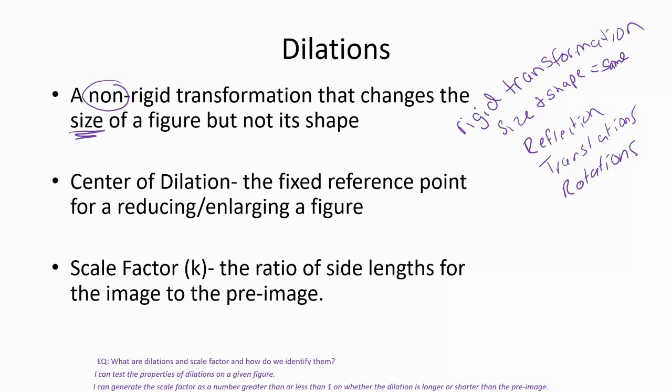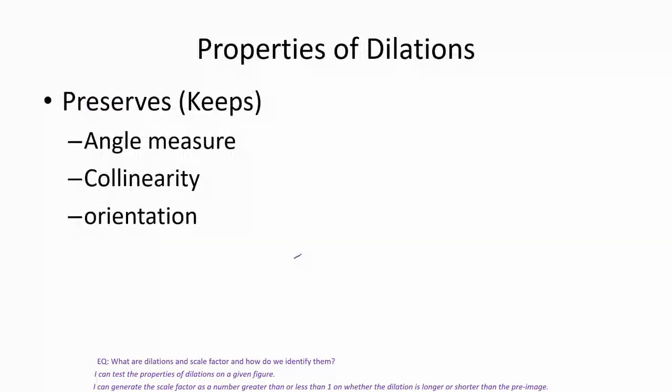All right, the center of dilation is a fixed reference point for reducing or enlarging a figure. We're going to take a figure or a shape and we're going to make it smaller by reducing it, or we're going to make it larger or bigger. So think of a copy machine, shrinking it or blowing it up and making it bigger. All right, scale factor. We use the letter K to represent the scale factor. It's a ratio of side lengths for the image to the pre-image. And remember that word ratio. Ratio is just a fancy name for a fraction.